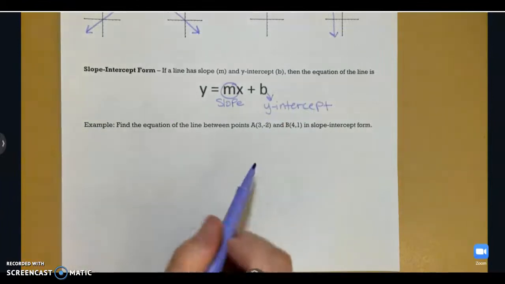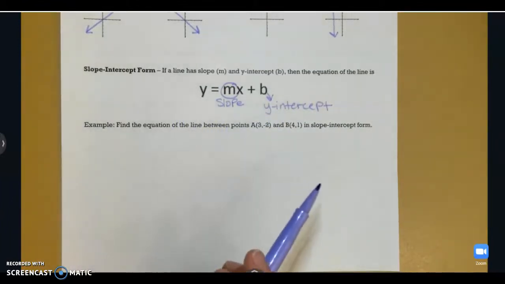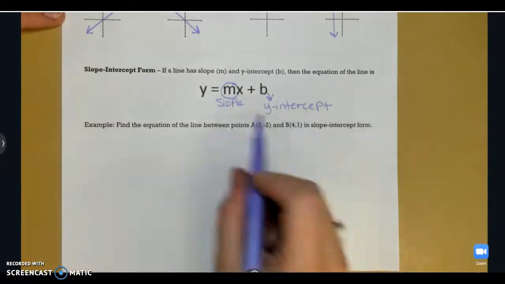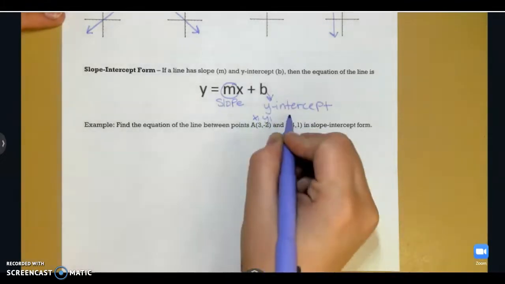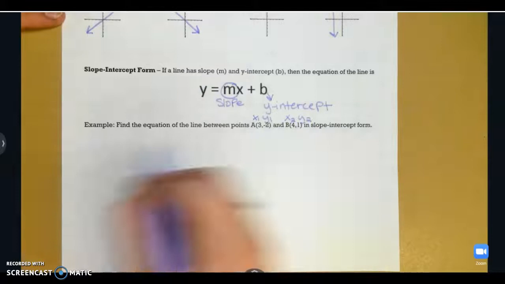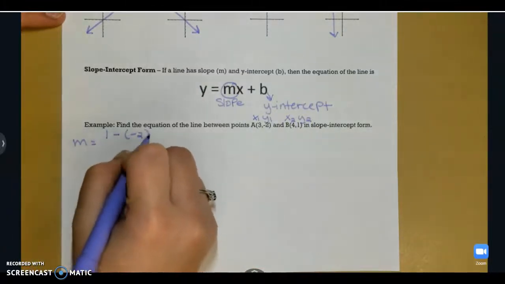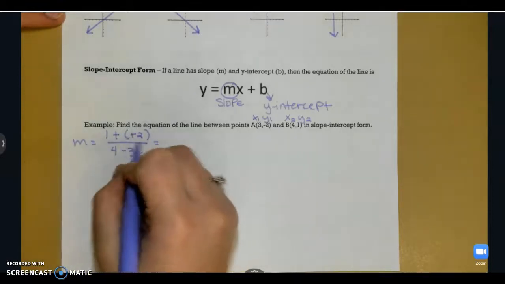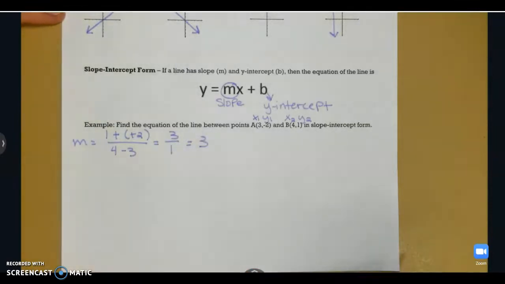So all we need in order to find our slope and y-intercept is 2 points on the equation of a line. So here, if I'm given points A and B, the first thing I need to do is calculate my slope. And I do that with my x1, y1 and x2, y2. So first we're going to calculate our slope. So that's going to be 1 minus negative 2 over 4 minus 3. So that becomes plus, and that gives me 3 over 1, which is 3. So my slope is 3.